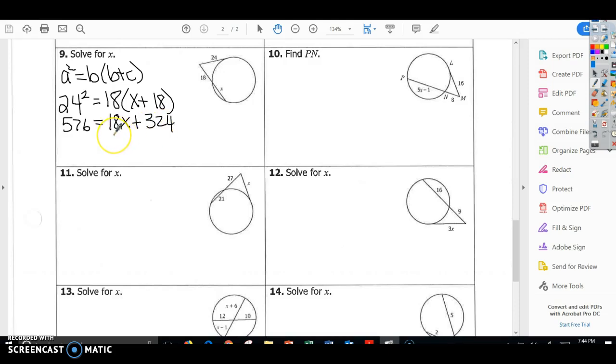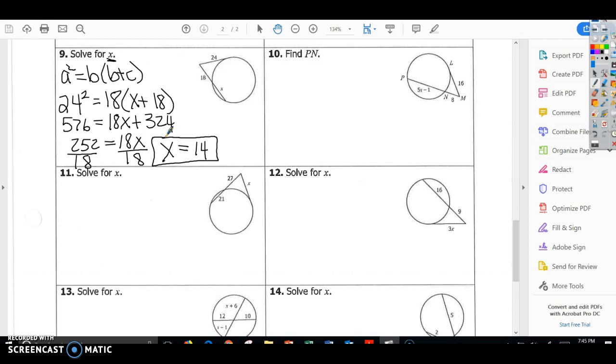And then I'm just solving for x, so I've got to subtract 324 from both sides. So because of the room, we're just going to subtract without me writing it down. So we're going to have 252 equals 18x, divided by 18. 252 divided by 18 equals 14. This problem said solve for x, so I am finished. Okay, finished with that problem.